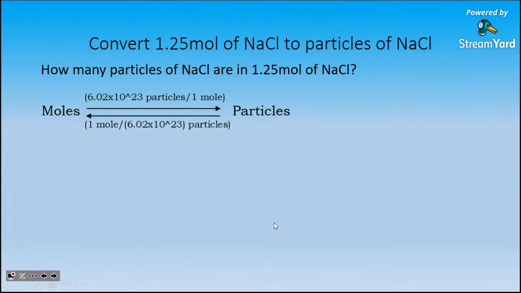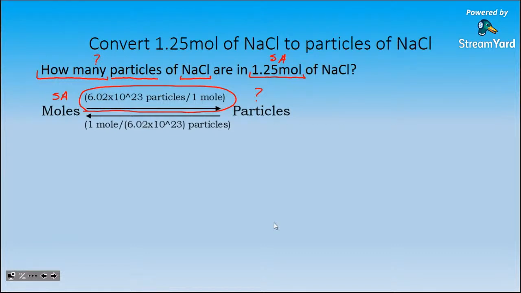So this first problem is asking how many particles of NaCl are in 1.25 moles of NaCl. And just like in the previous video, we're always going to diagram that word statement or word question. So how many is our question. It's asking about particles of NaCl, so I've got a substance, are in 1.25 moles. That is my starting amount. So if my starting amount is moles and it wants me to find particles, I'm going to be using the upper portion of this mole roadmap.